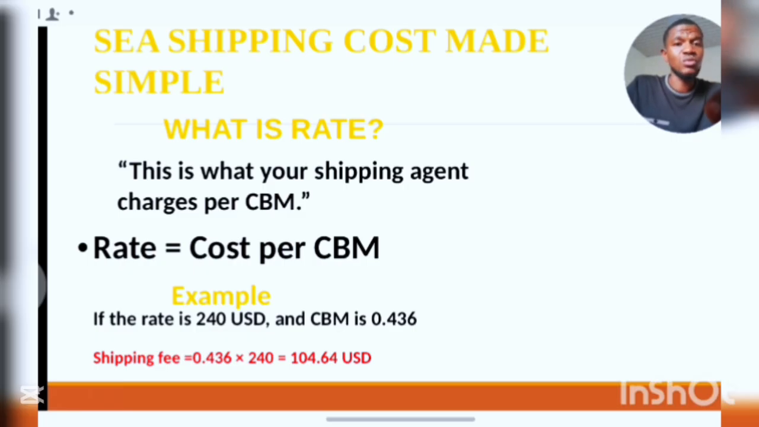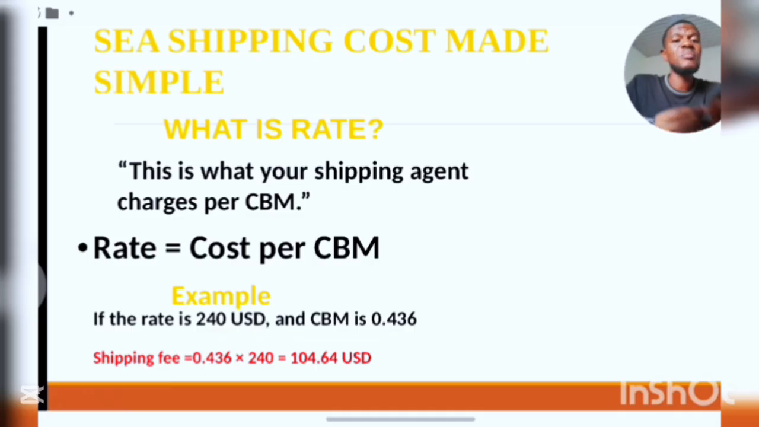So now the rate has to do with the cost per CBM. Every shipping company has the rate that they charge. I'm going to just take one and use it for the example. So from the 8 blueprints of finding a good shipping company from the video, if you have found your shipping company, then you can use this to calculate your shipping fee when the goods arrive. So this is what your shipping agent charges per CBM. It's called the cost per CBM.